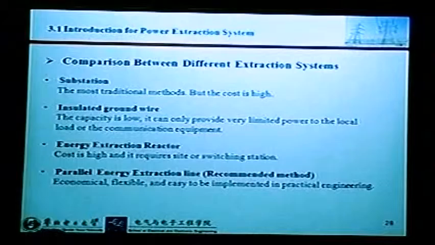The last one is our recommended method, parallel energy extraction line. Economical, flexible, and easy to implement in practical engineering.